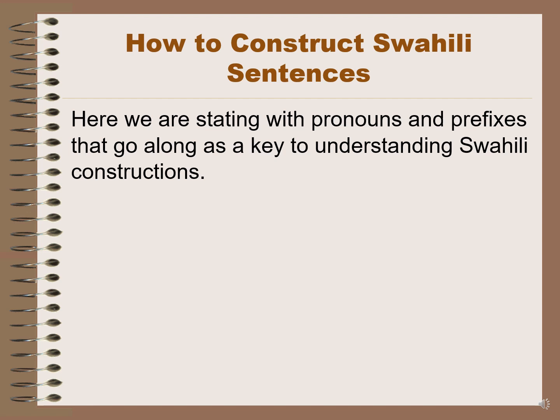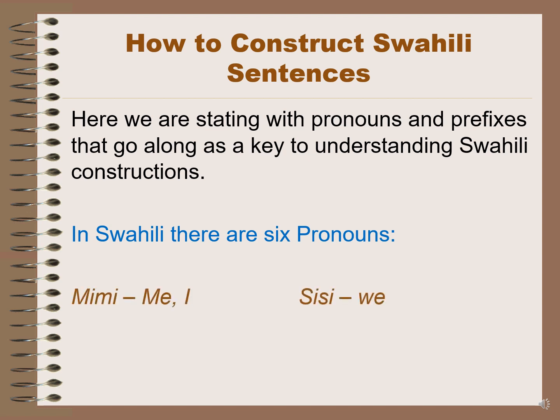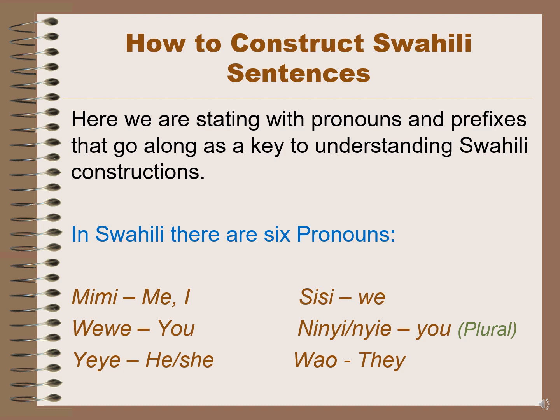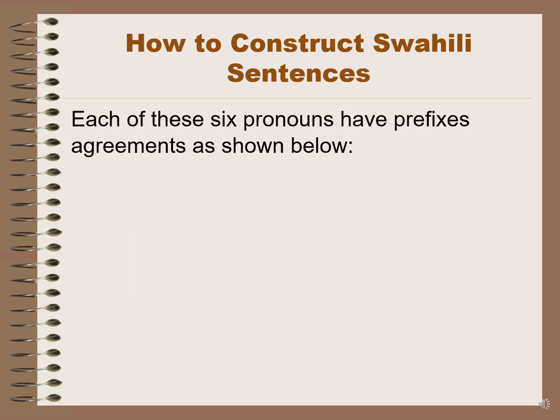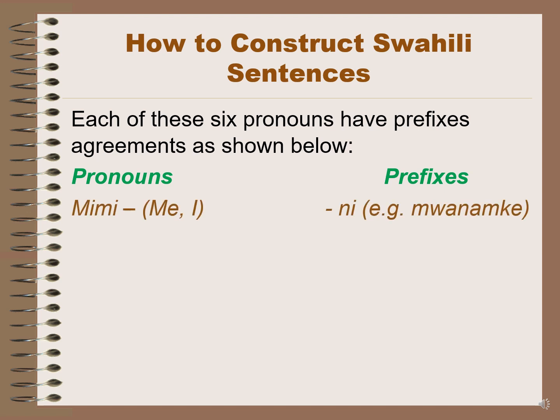Here we are starting with pronouns and prefixes that go along as a key to understanding Swahili constructions. In Swahili, there are 6 pronouns, which are mimi, meaning me or I, sisi is we, wewe means you, ninyi or nyie, it is you on plural. So one might say ninyi or nyie when there's more than one person, but it means you. Yeye is he or she. Wao means they. So when you say wao in Swahili, it is they in English. Each of these 6 pronouns have prefixes agreements as shown below. So we have on the one side pronouns and the other side is prefixes. And we have examples as well.